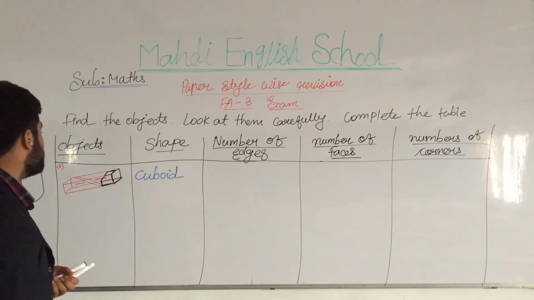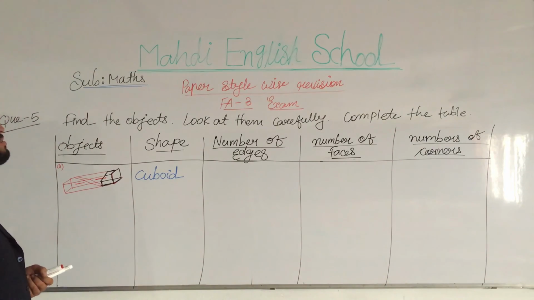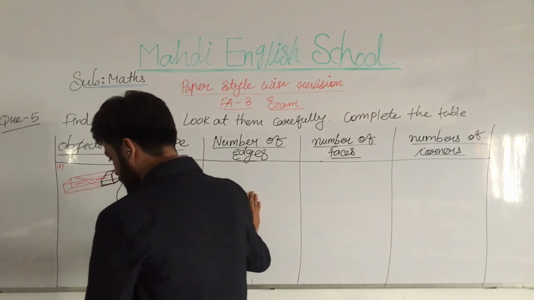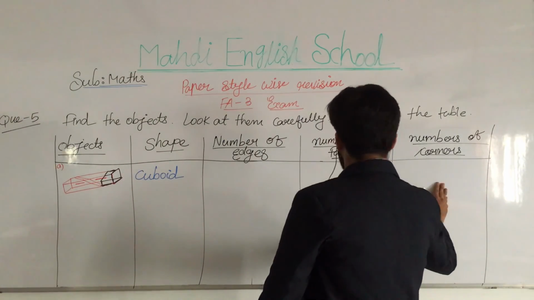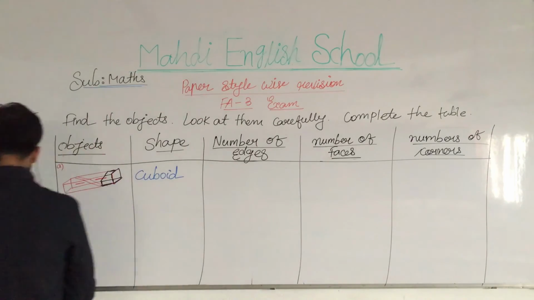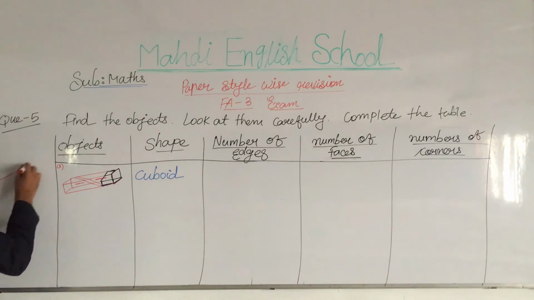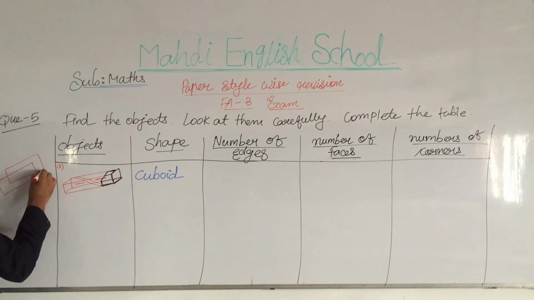So now it is the cuboid shape. Now, my dear students, we have to find the number of edges. How many edges are there here? First of all we find the edges, then the faces and the corners. So I am drawing here again. See, this is an S-like shape. Okay, my dear students.